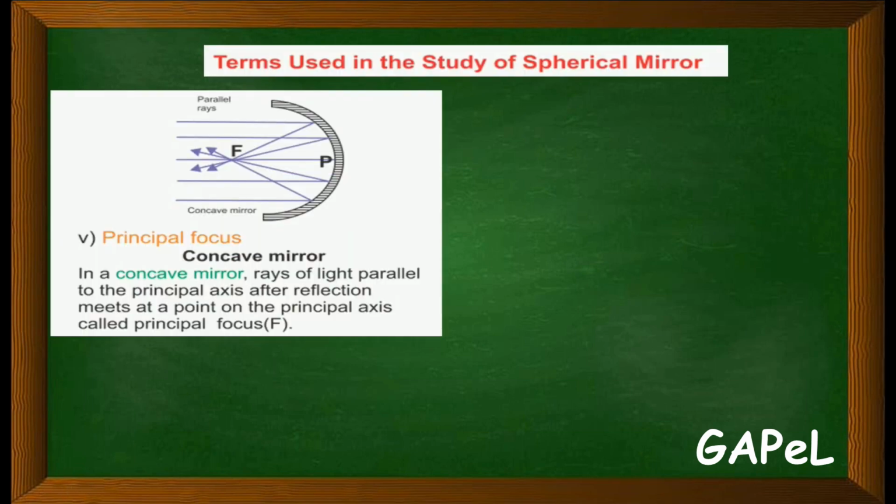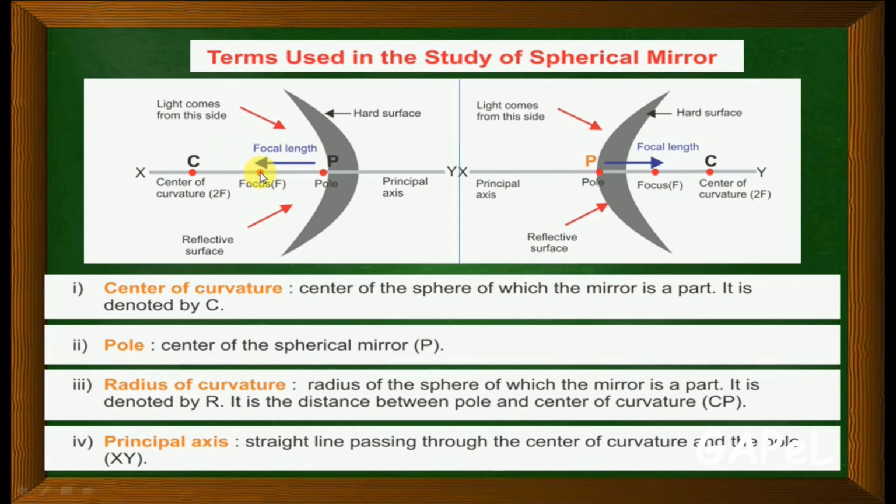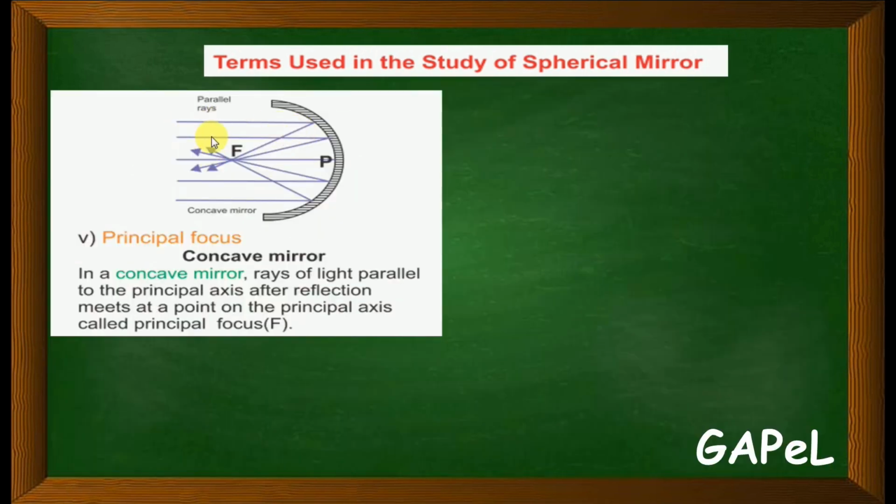Now we will see what is a focus. The fifth point is your principal focus. These are the parallel rays, these are the incident rays. The ray of light parallel to the axis is incident on the reflecting surface. This is a concave mirror, and after reflection that ray of light passes through the F, that is the focus.